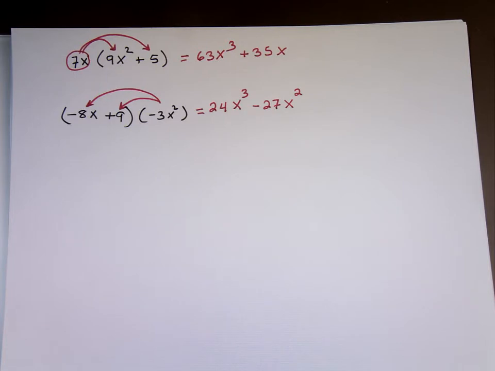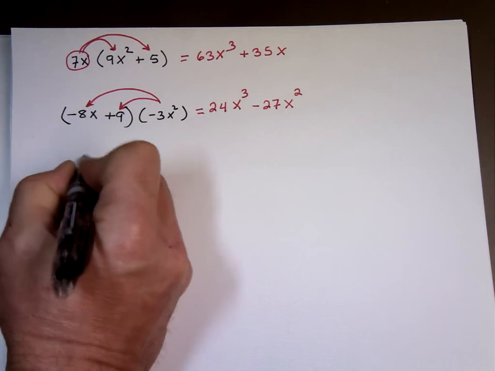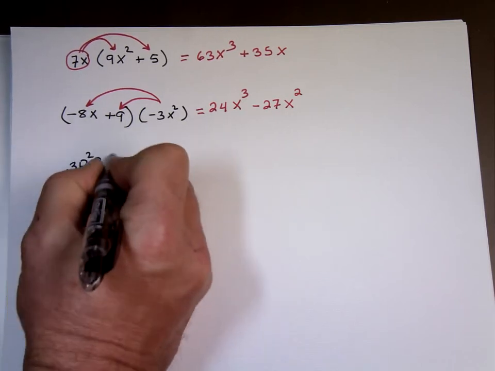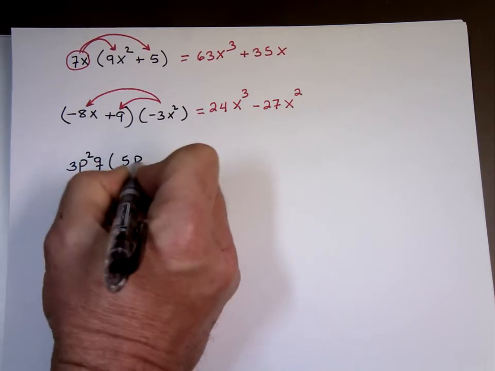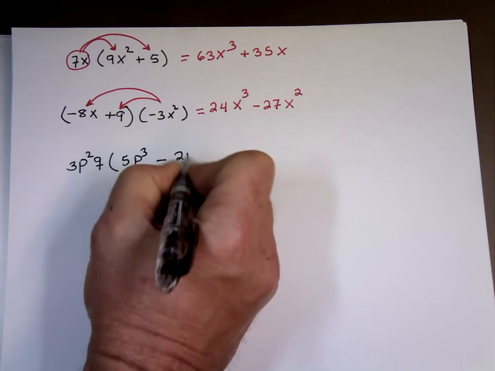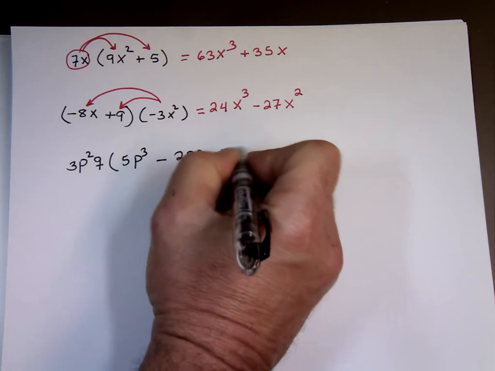Let's try another one. 3p squared q times 5p to the third minus 2pq plus q to the third.